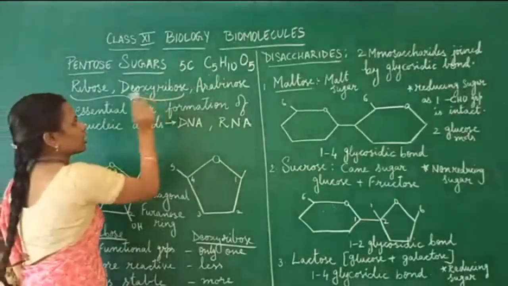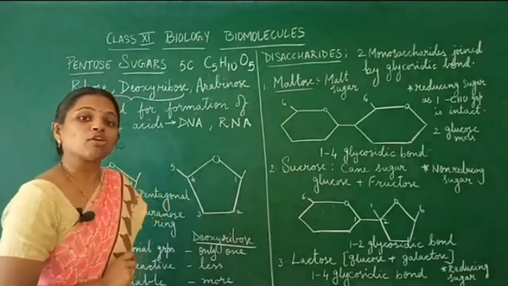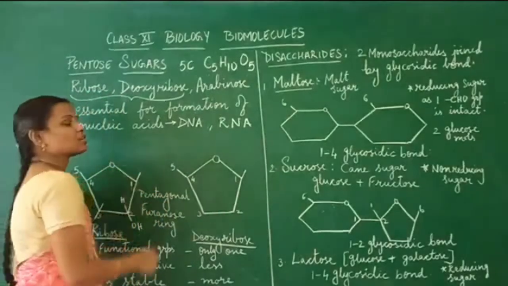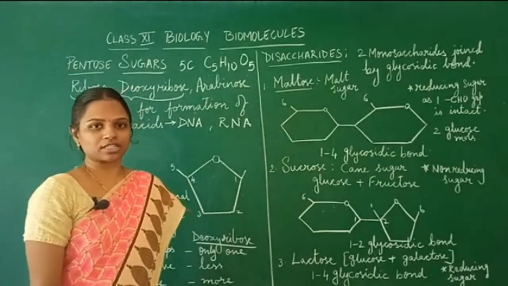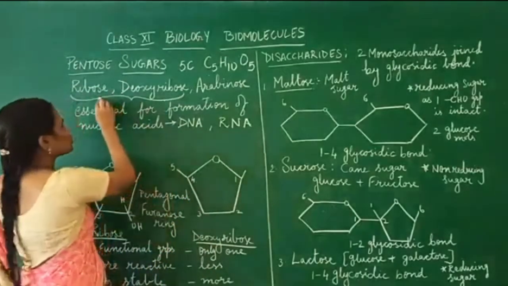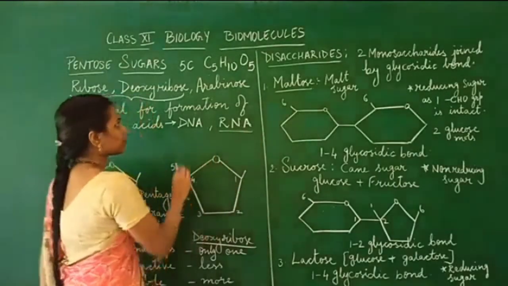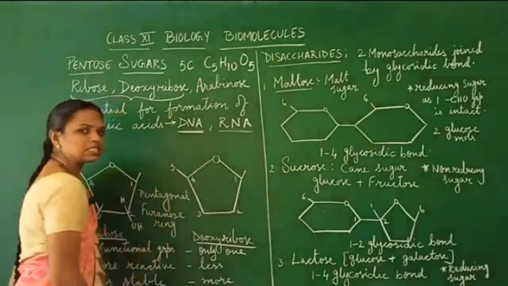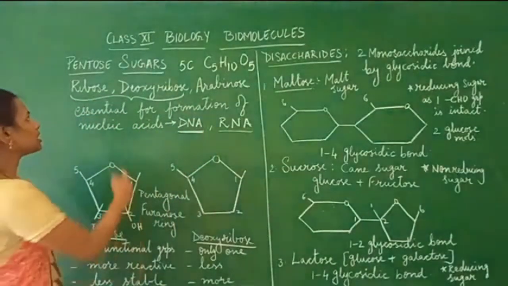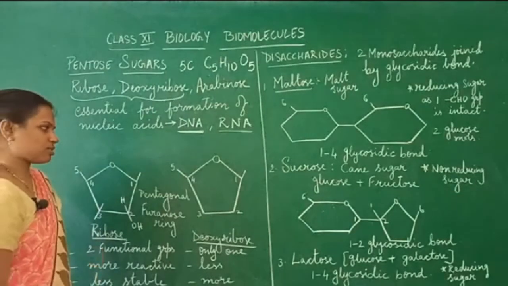Ribose and deoxyribose are essential for the formation of nucleic acids, which form the genetic material in most of the living organisms. Ribose plays an important role in the RNA and deoxyribose plays an important role in DNA. Now, let us know the structure of these pentose sugars.